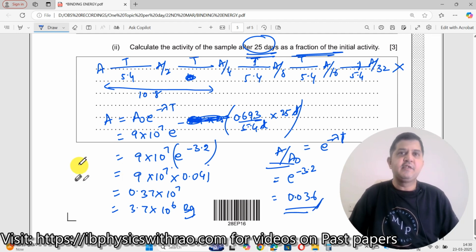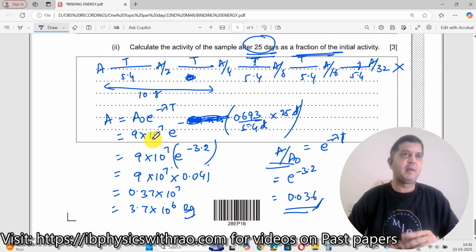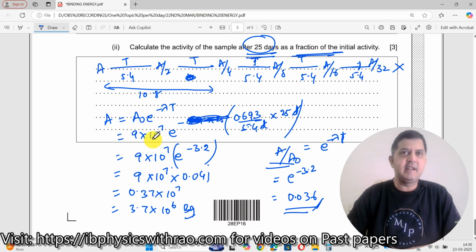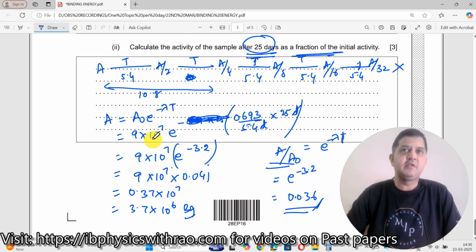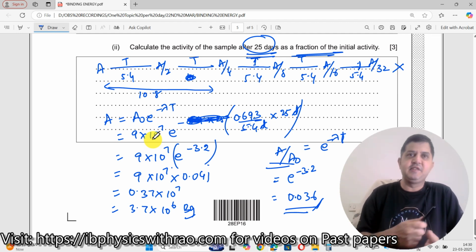Okay. So with this, I think we have come to an end to the problems on binding energy. These are the possible types of binding energy problems that can be asked. So I hope you have understood the concept of binding energy, how to apply it, how to get the activity values, how to interpret the binding energy per unit nucleon, and how to calculate the energy release. We have seen all this.